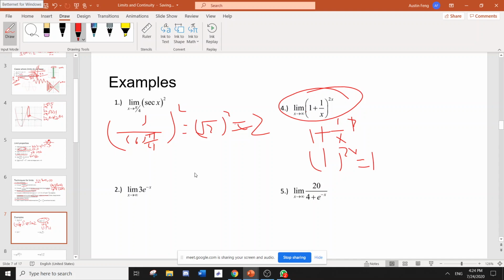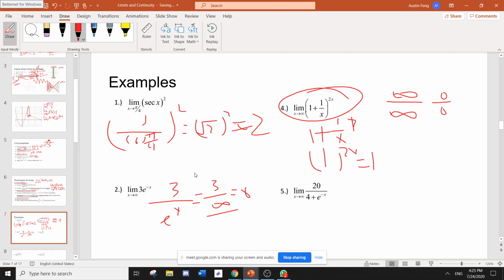Number 2, so the limit when x goes to infinity of 3 times e to the negative x. We can rearrange it to get 3 over e to the x. And when x goes to infinity, e to the x becomes very, very large. So it's basically equal to 3 over infinity, and that's equal to 0. Keep in mind when you're doing the actual AP exam, do not use infinity or any kind of indeterminate form like infinity over infinity, 0 over 0. Do not use these because they're kind of like illegal.